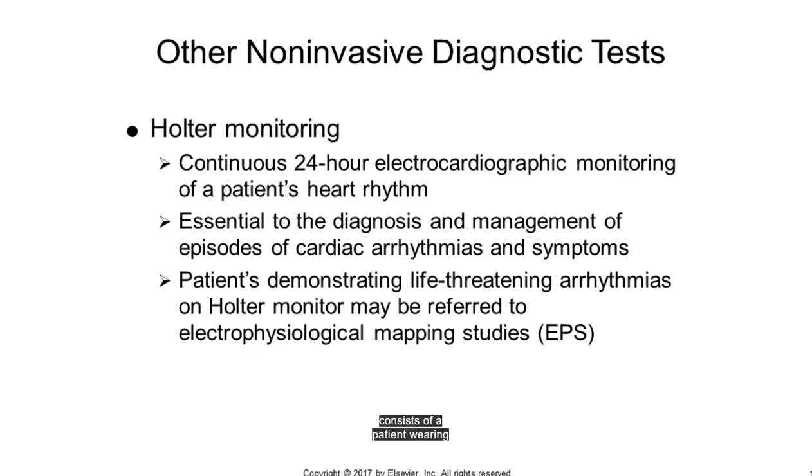Holter monitoring consists of a patient wearing a small ECG monitor for 24 hours of continuous monitoring to evaluate the possibility of cardiac arrhythmias and symptoms. If a patient demonstrates a life-threatening arrhythmia, they are referred to electrophysiological mapping studies, EPS, particularly if they have VTEC.